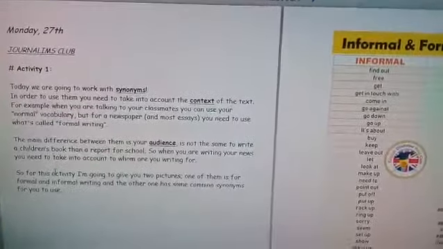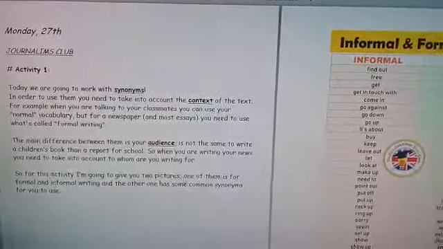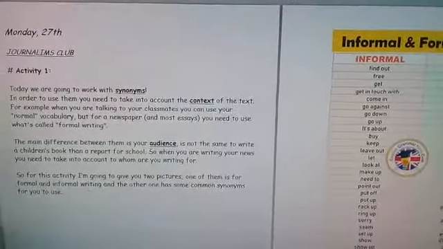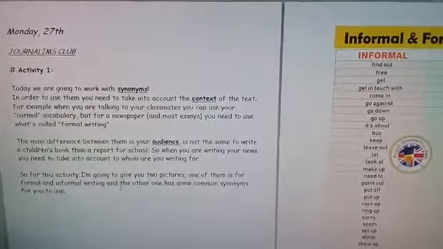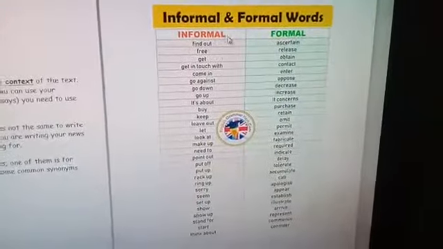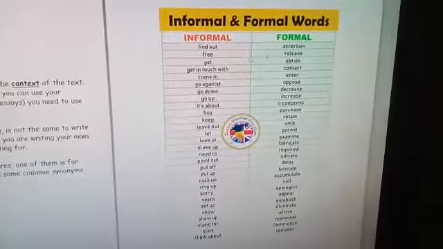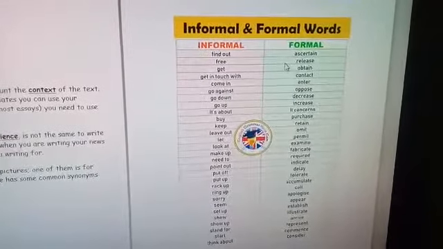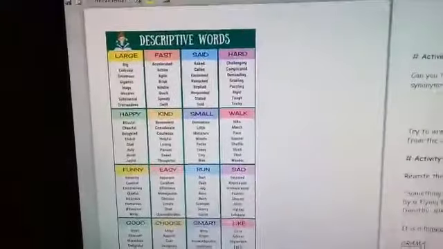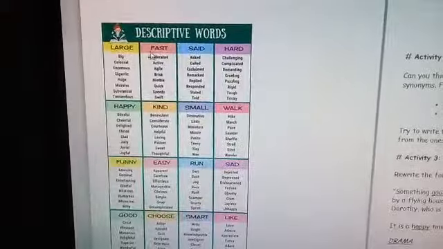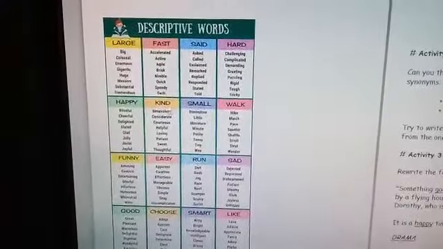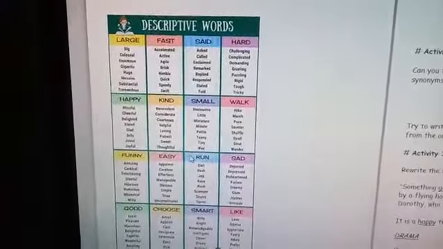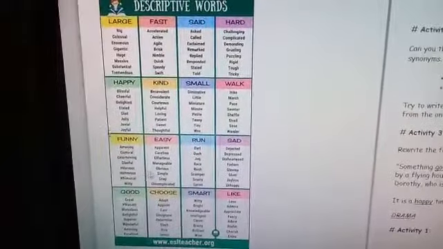So for this activity, I'm going to give you two pictures. One of them is for formal and informal writing, and the other one has some common synonyms for you to use. See? You have find out, ascertain, free, release, get, obtain. The different ways of saying the same thing. And this one has synonyms for large, fast, sad, hard, happy, kind, small, walk, funny, easy, run, sad, good, choose, smart, like.